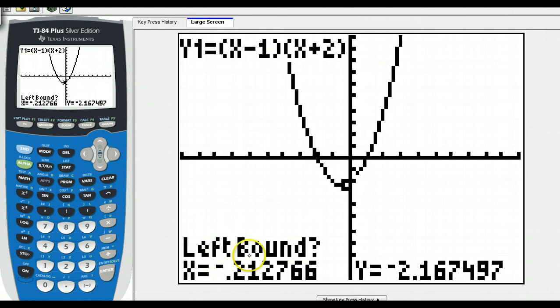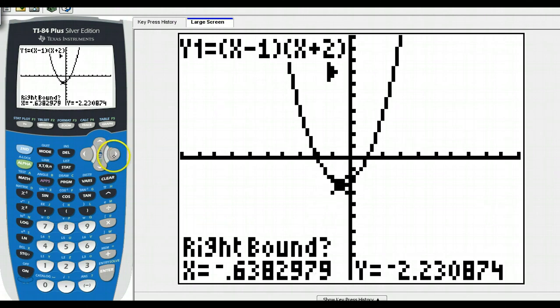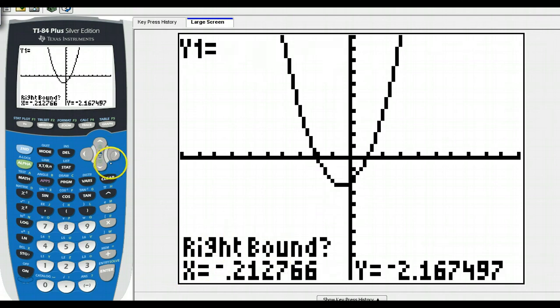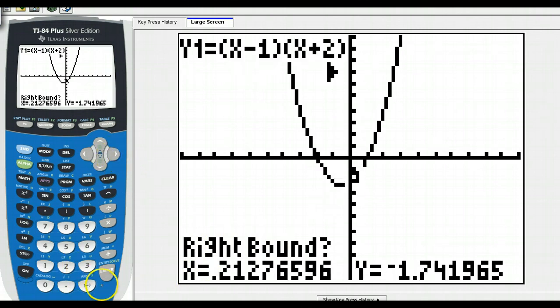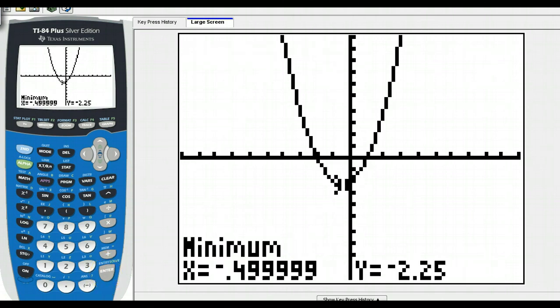Anyway, so when it says left bound, you're going to hit the left arrow maybe 2 or 3 times and press enter. And then you're going to go back to the vertex because now your calculator wants a right bound. So you could hit your right arrow key maybe 2, 3 times and then press enter. And then it says to guess, but we don't really need to, so we're going to press enter.